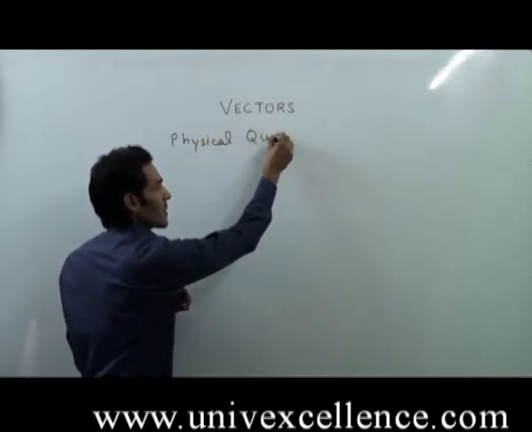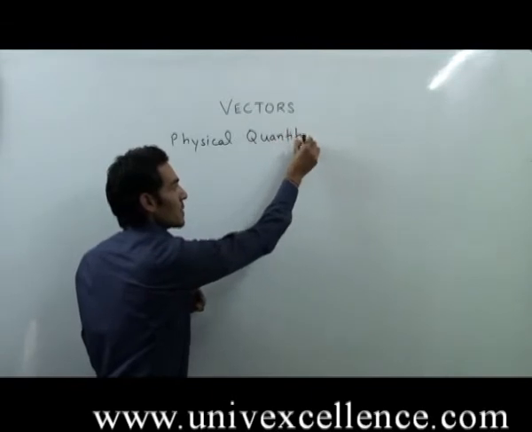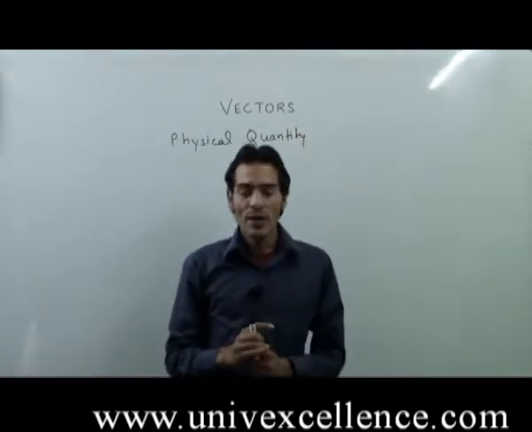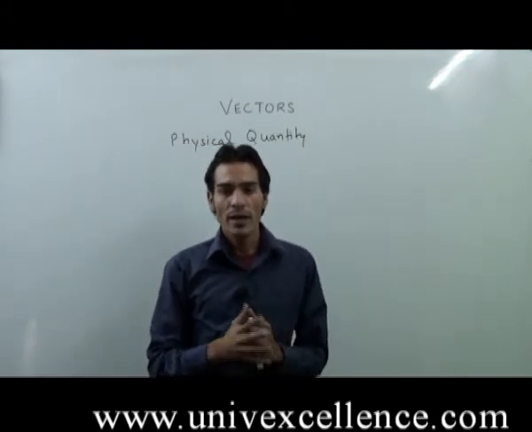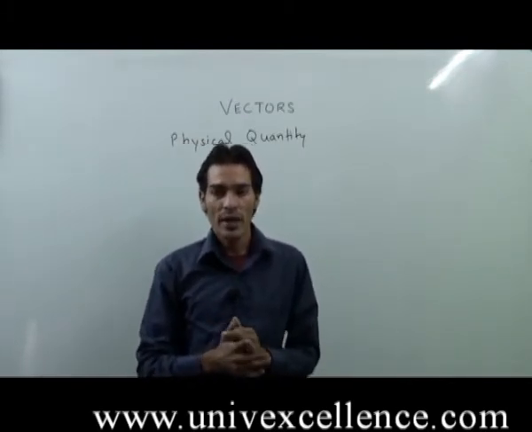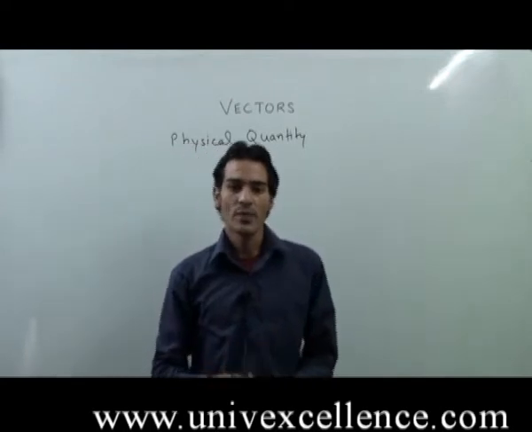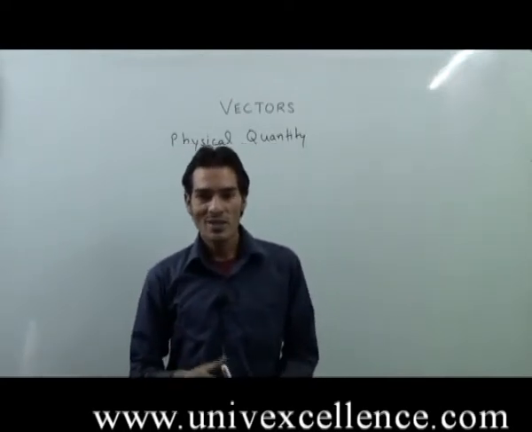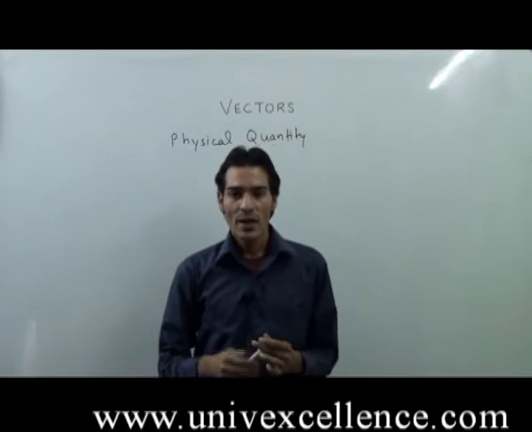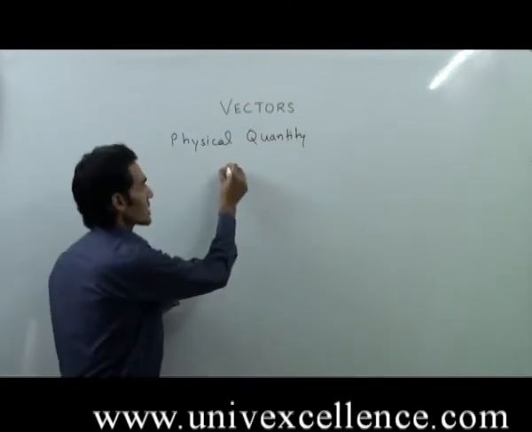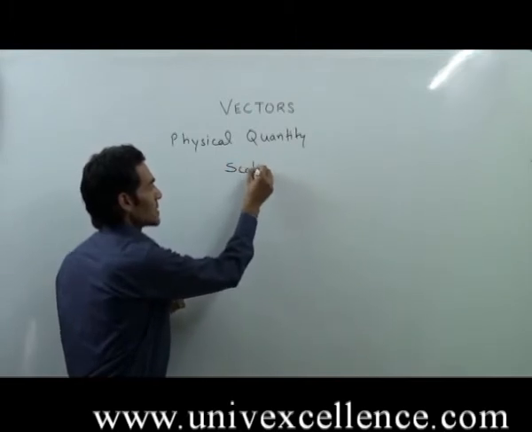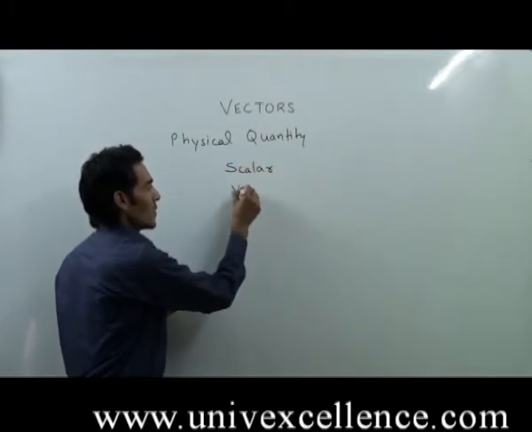Physical quantity. Now, any quantity that can be expressed in numbers or can be measured in units is known as a physical quantity. Physical quantities are also known as mathematical objects. We have two types of physical quantities. First is scalar, and second one is vector.